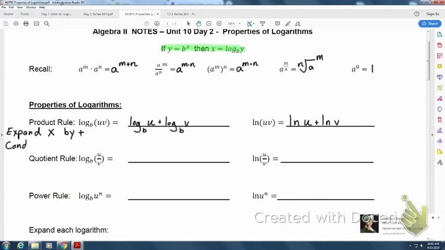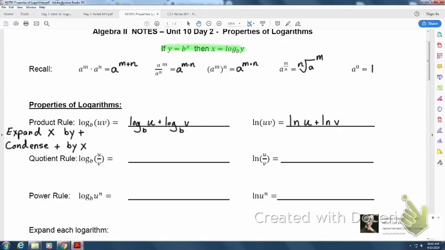I can condense addition by multiplication. And you'll see what I mean here in a minute. Whenever we do expand, condense, you'll be given some kind of problem, and it'll either ask you to expand it or condense it. So next I've got my quotient rule.